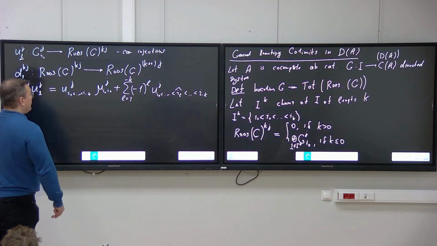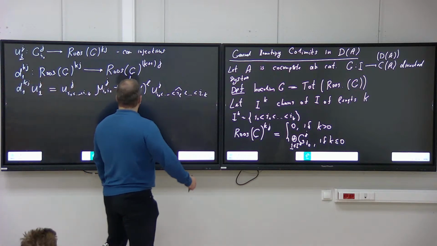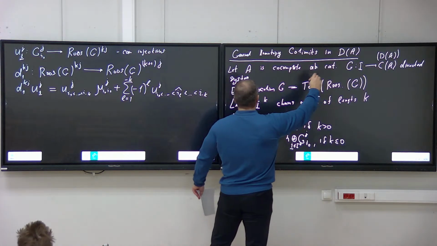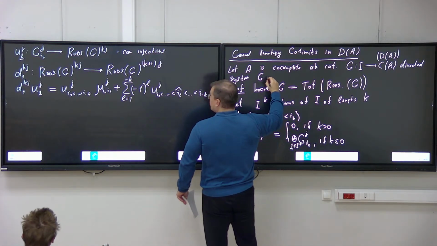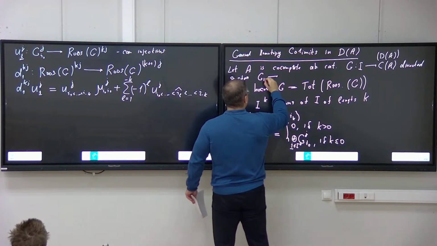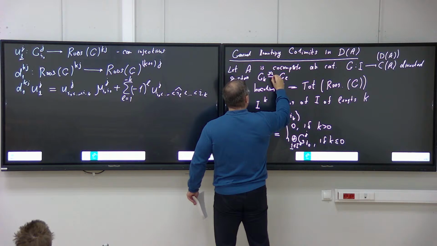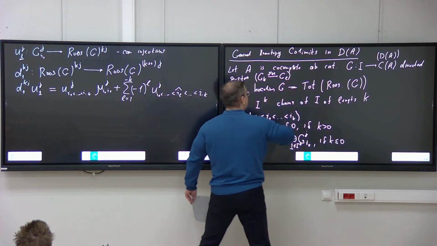What is mu? This is the map that I suppose that I have in the directed system. So I have G, K and L. So G, L, this is mu, K, L. So these are maps in the directed system.